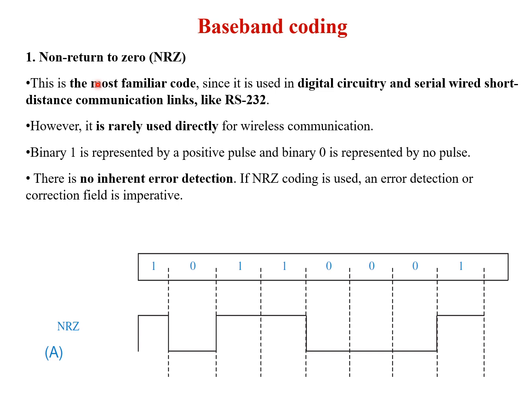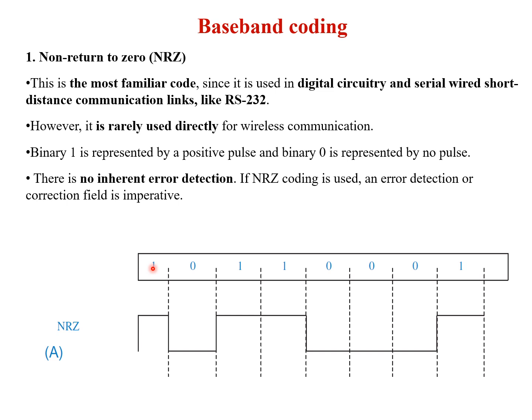Let us see how to represent the given data using NRZ, that is non-return to zero. Non-return to zero is the most familiar code since it is used in digital circuitry and serial wired, short distance communication links like RS-232. However, it is rarely used directly for wireless communication. Here binary 1 is represented by a positive pulse and 0 by absence of pulse, and there is no inherent error detection. If NRZ coding is used, then error correction or detection is imperative.